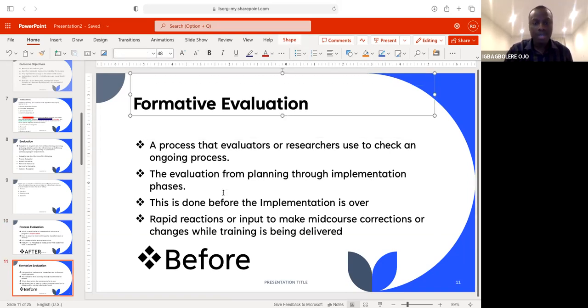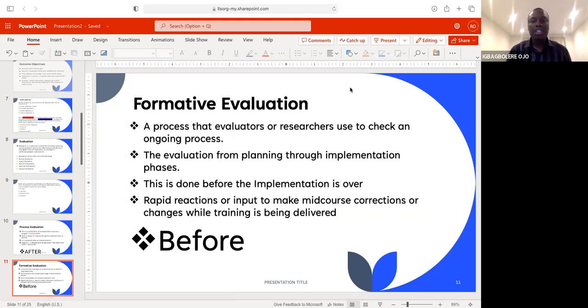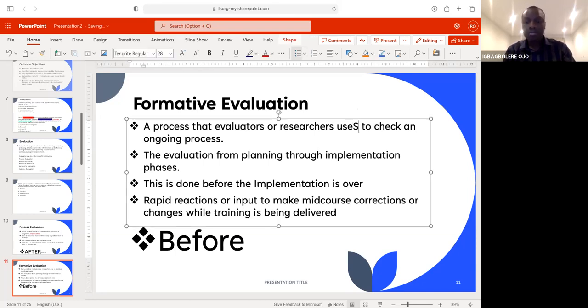What is a formative evaluation? A formative evaluation is a process that a health education specialist uses to check an ongoing program. I'm not going to write "process" so we don't get confused.